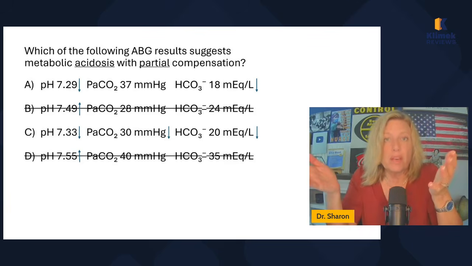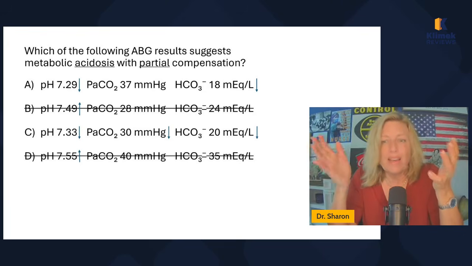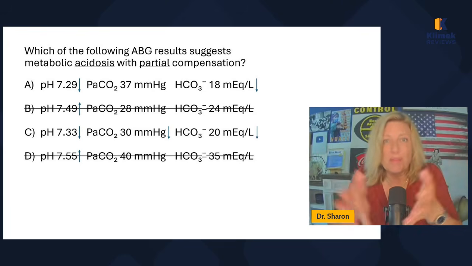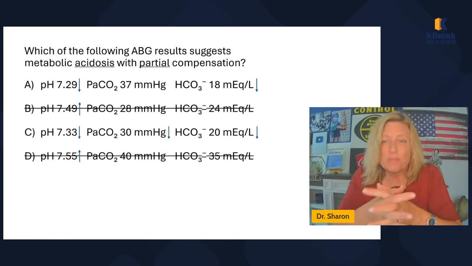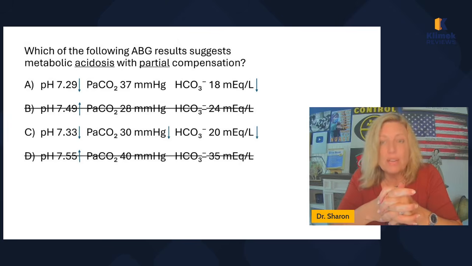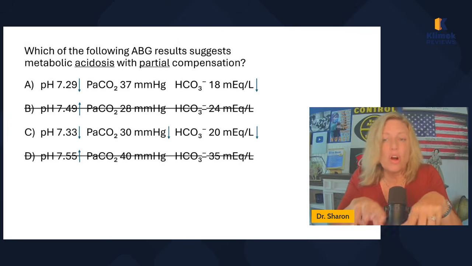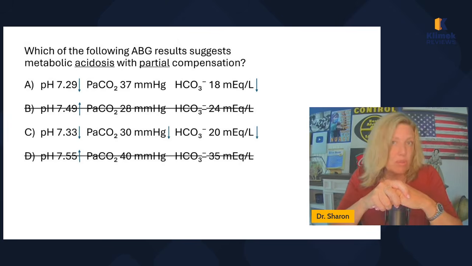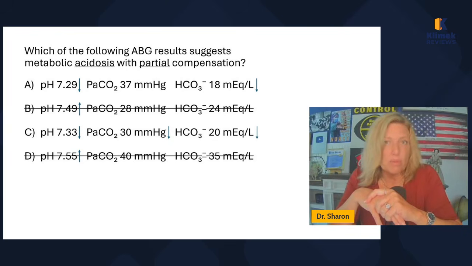So both of them are metabolic acidosis. Both of these are metabolic acidosis, but only one of them is partially compensated. Only one of them is partially compensated. And the one that's partially compensated is the one that also has an abnormal CO2. So partial compensation is when all 3 of these are abnormal. All 3 of these are abnormal.